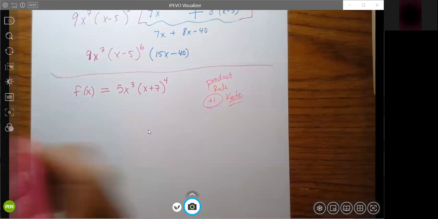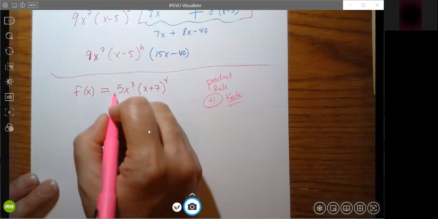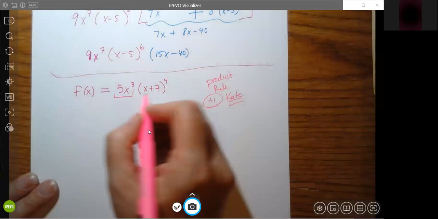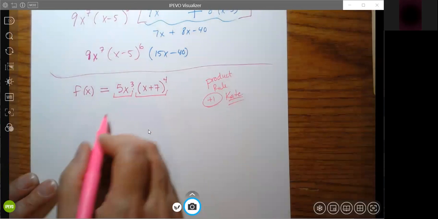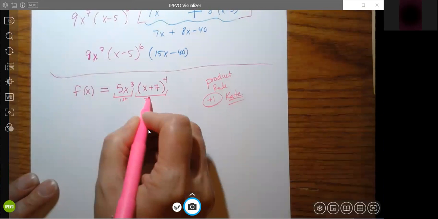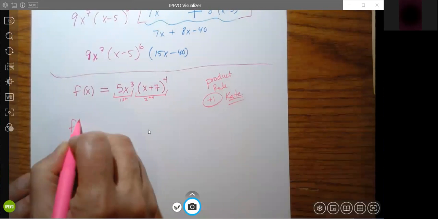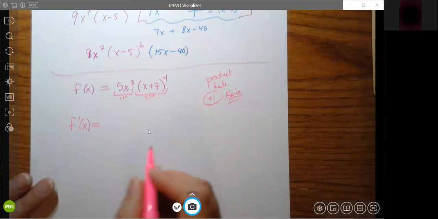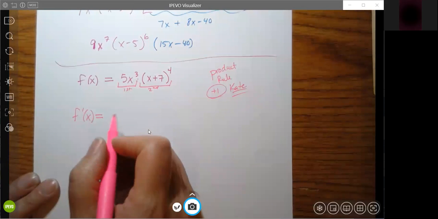Okay. Yeah, product rule. So using 5x cubed and then this quantity to the 4th as our first and second, then the derivative would be, okay, Colton, you have to do this because of what you just did.